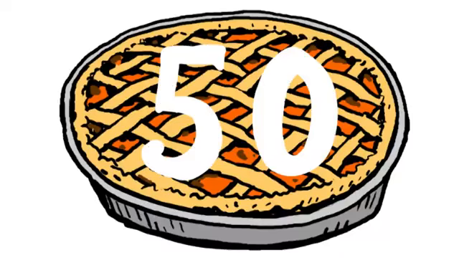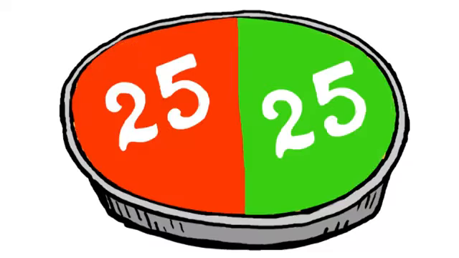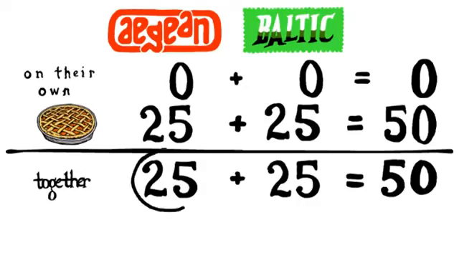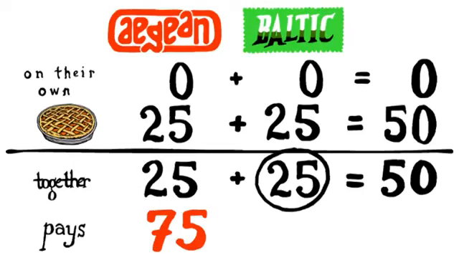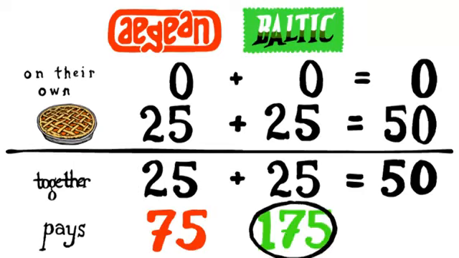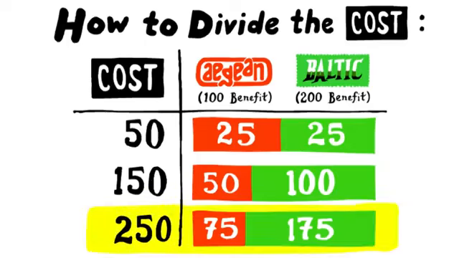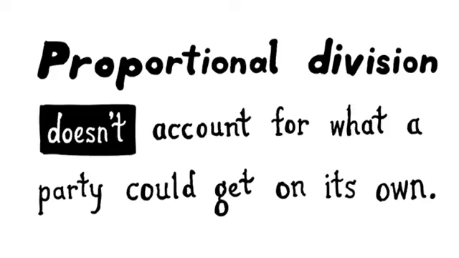And since Aegean and Baltic are needed equally to achieve this gain, I think it should be split 25-25. If Aegean gets a net benefit of 25, this means it pays 75. And Baltic's net benefit of 25 implies that it pays 175, which is just as proposed on the bottom line of the table. My guess, and my hope, is that when you see the problem framed in this way, you'll come to the conclusion that this approach is more fair, more reasonable than simply dividing the costs in proportion to the benefits. The reason is proportional division doesn't account for what a party could get on its own.